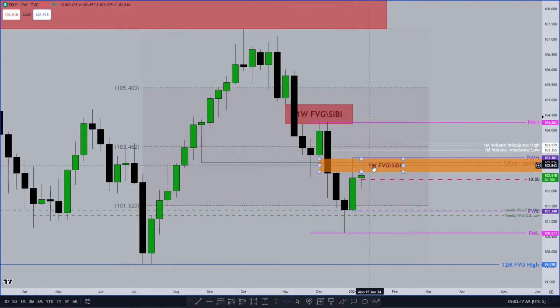Last week I mentioned this 1 week fair value gap / SIBI formed during the week of December 11th to December 15th. It was quiet the entire morning.